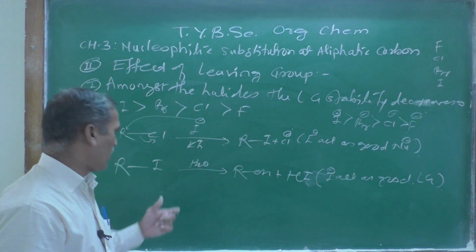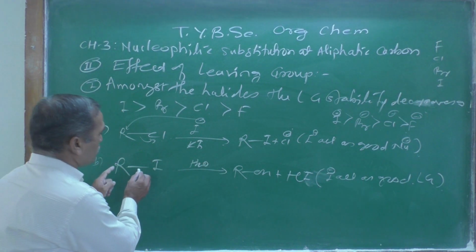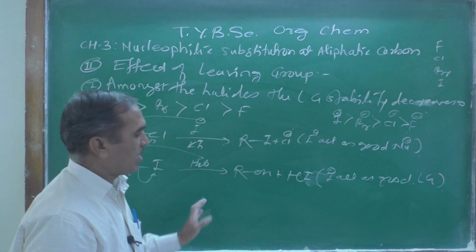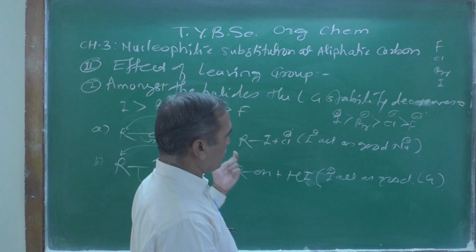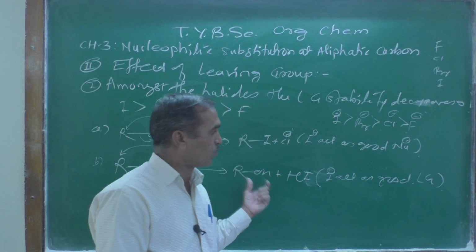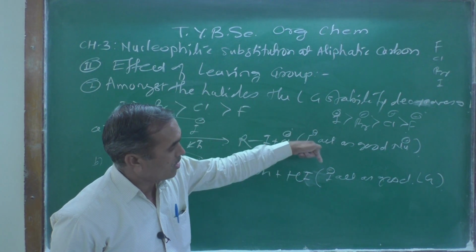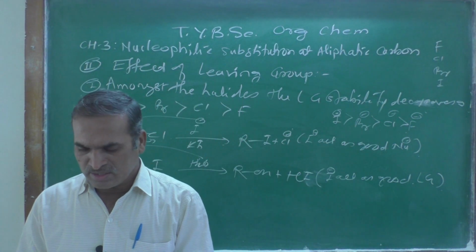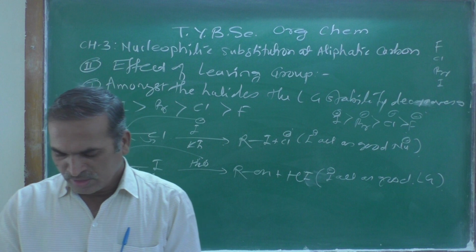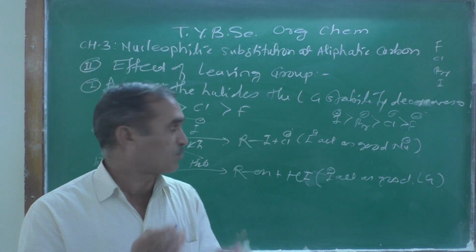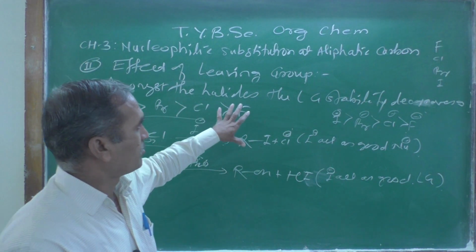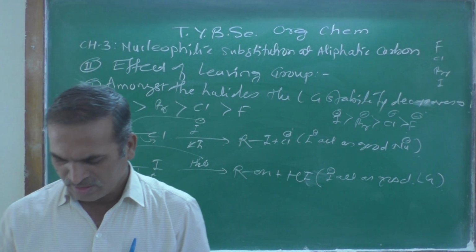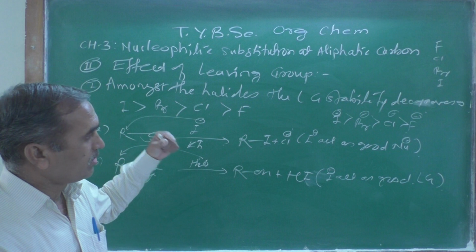Water as a nucleophile here is attacking, and so that iodine departs very easily, and we are going to get formation of the alcohol. In the second reaction, I minus acts as a good leaving group. So these are the two differences. From that we come to know why iodine is a good nucleophile as well as a good leaving group.